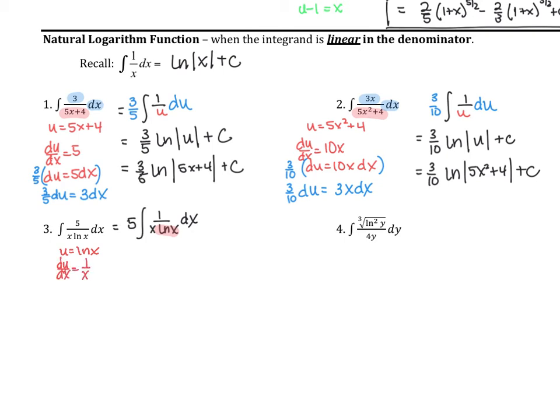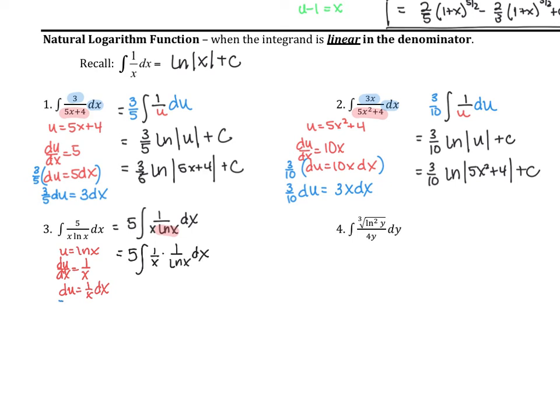Right, it's 1 over x. So simplifying this, we get du equals 1 over x dx. Now, why might I do that? Well, maybe let's rewrite this integral just a little bit differently. What if I call this 1 over x times 1 over natural log of x dx?